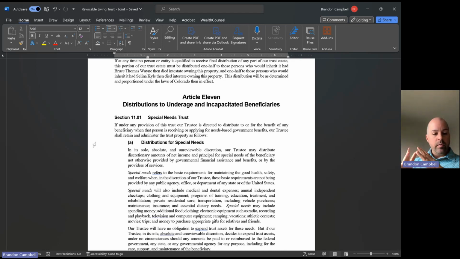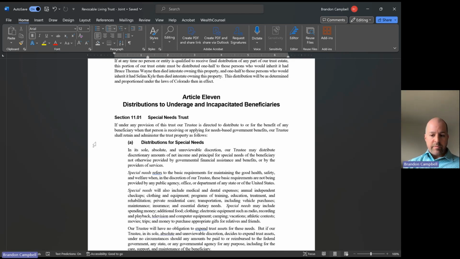Now, in the whole estate plan, this is the one primary section I will encourage you not to read. The language is very important. It's very valuable to have, but it's highly technical. There are different situations that can happen with our future beneficiaries.